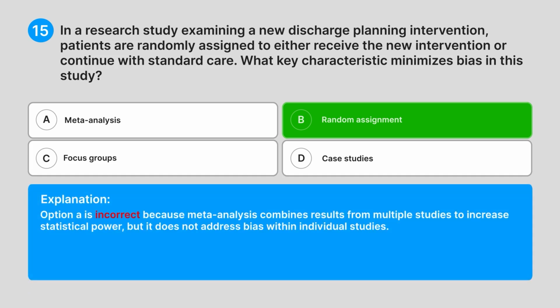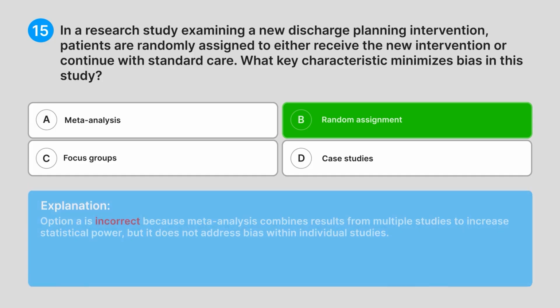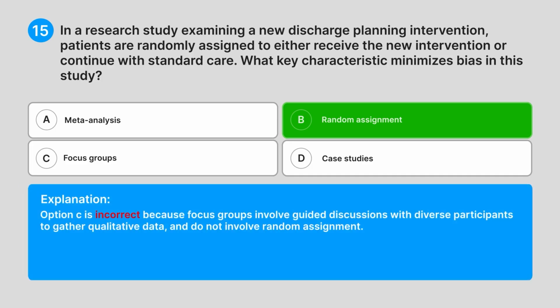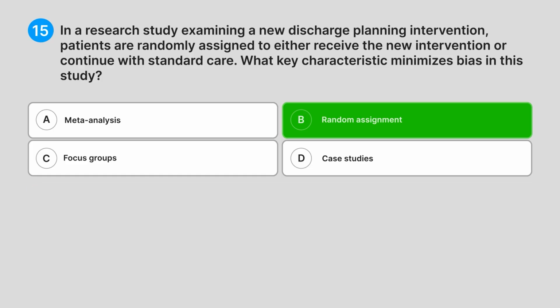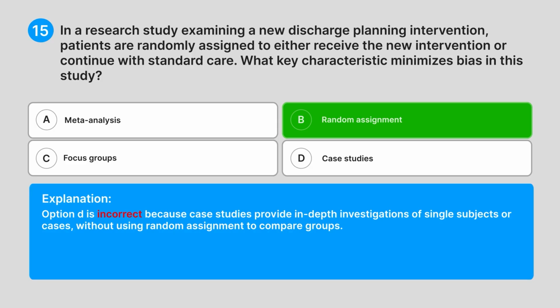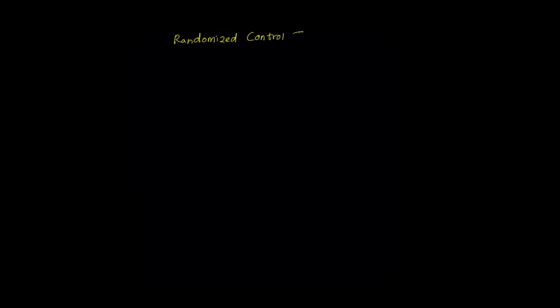Option A is incorrect because meta-analysis combines results from multiple studies to increase statistical power, but it does not address bias within individual studies. Option C is incorrect because focus groups involve guided discussions with diverse participants to gather qualitative data and do not involve random assignment. Option D is incorrect because case studies provide in-depth investigations of single subjects or cases without using random assignment to compare groups. This question focuses on understanding what makes randomized control trials the gold standard of research.